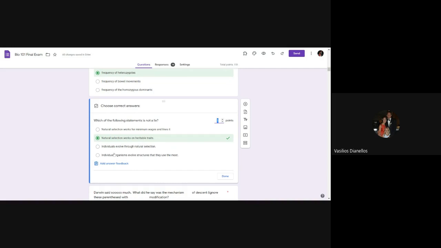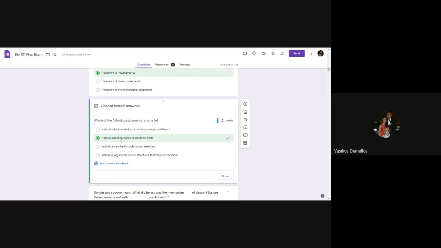The other option is individual organisms evolve structures that they use the most. This one's doubly wrong because, again, we're not talking about individual organisms. Only populations evolve. And then this part, structures that they use the most. No, that was a Lamarck idea. Lamarck thought that if you used a structure, then it would get passed along. He thought that's how giraffes got tall, because they stretched their necks, so their offspring had slightly stretched necks. And then they stretched their necks when they were eating, and then their offspring had slightly stretched necks, so on and so forth. So no, really, all of these answers are horribly wrong. Natural selection works on heritable traits is the only remotely correct answer.